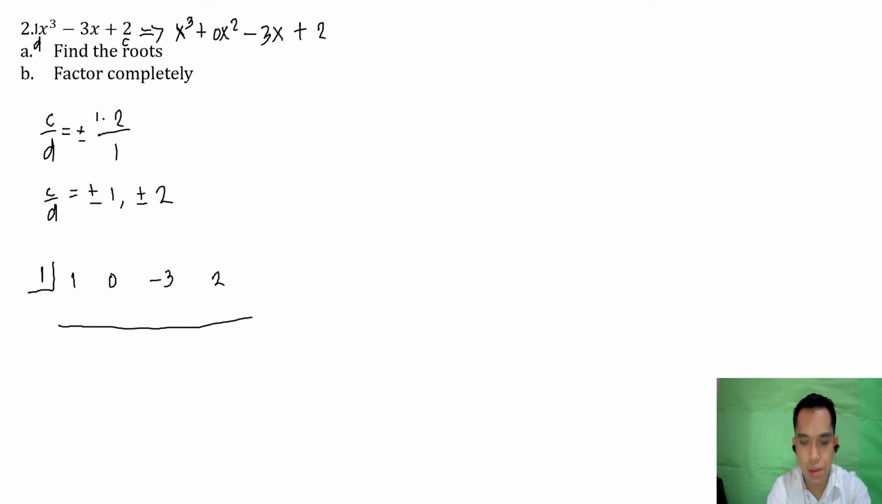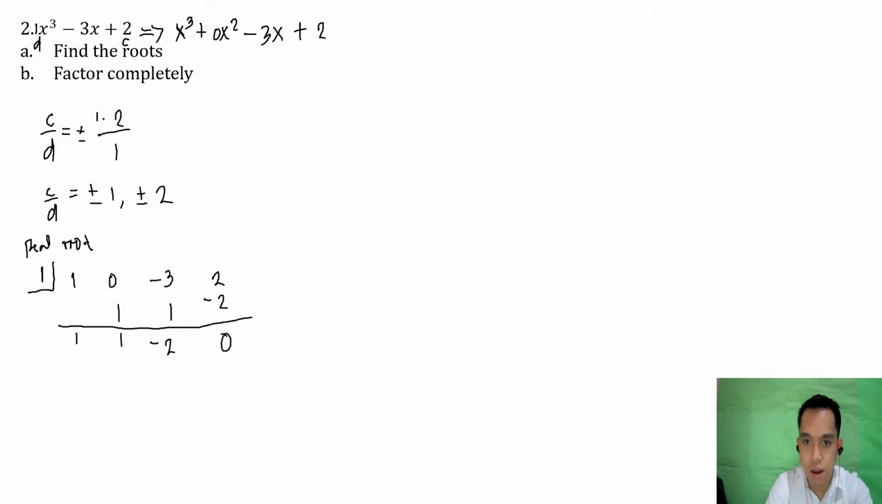Then divide. Bring down 1. 1 times 1 is 1. 0 plus 1 is 1. 1 times 1 is 1. Negative 3 plus 1 is negative 2. Negative 2 times 1 is negative 2. So that is 0. So therefore, positive 1 is a real root. Next, let's continue.